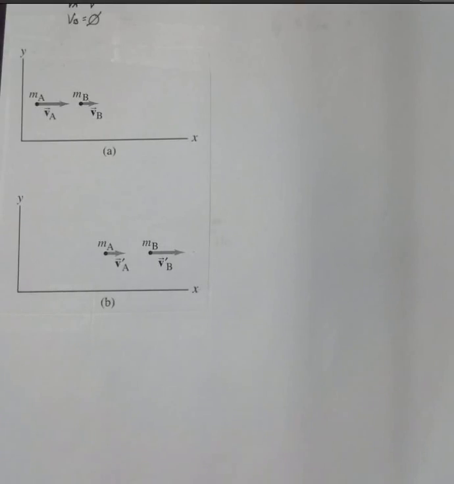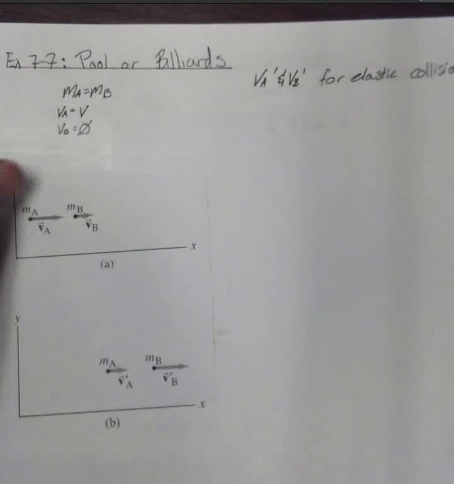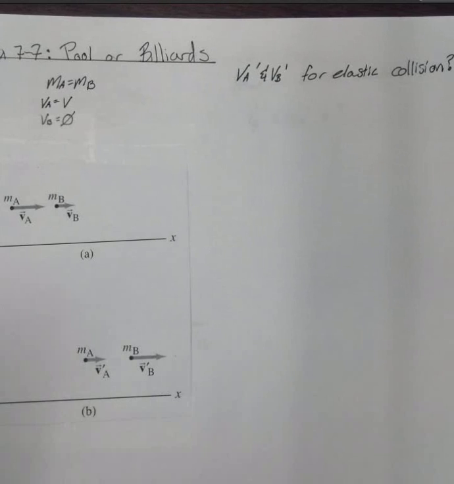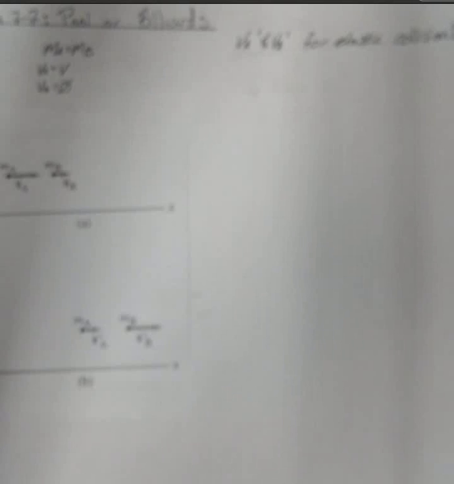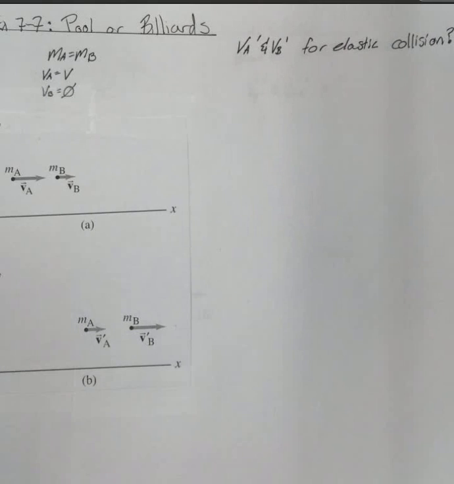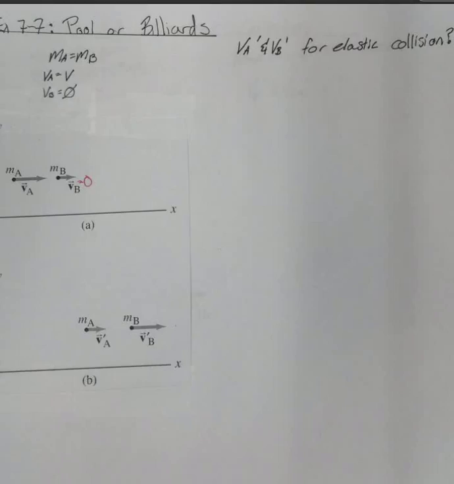So our first example is going to be example 7.7, and we're going to be taking a look at two billiard balls colliding. The nice thing about billiard balls is that the mass of object A and the mass of object B are going to be the same. Another thing that we're going to take a look at is the first billiard ball is in motion. The second billiard ball is at rest. So this is actually VB equals 0.